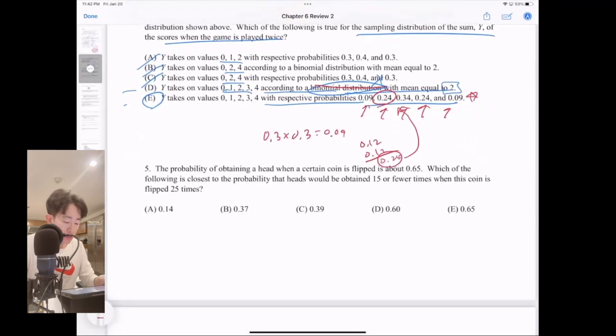Number 5, the probability of obtaining a head when a certain coin is flipped. So it's not a fair coin. Which of the following is closest to the probability that heads will be obtained 15 or fewer times? Binomial CDF, everybody. The chance of success and failure is nicely provided. N is fixed, and we want the value to be 15 or fewer.